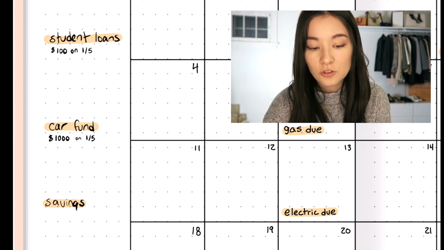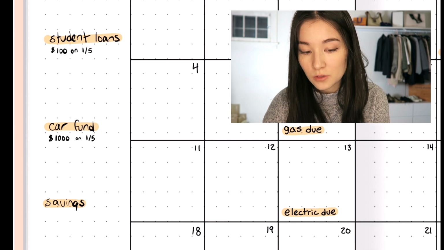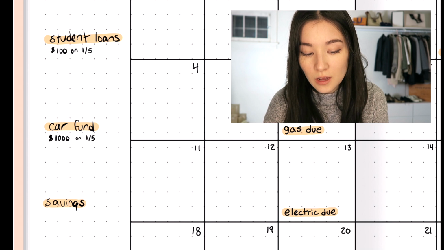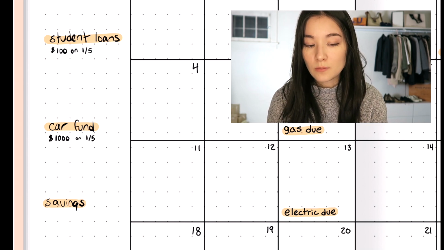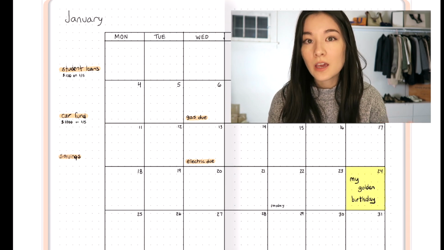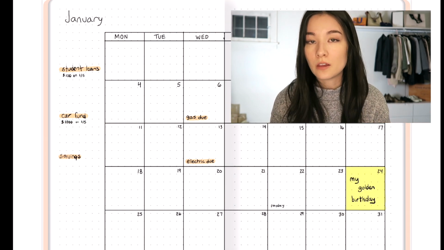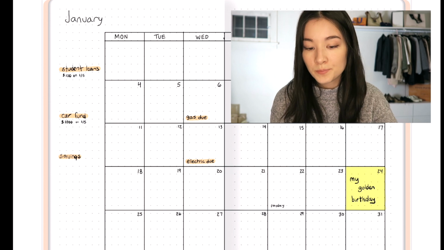So I put $100 today in my student loans, so I just wrote that down here. The car fund, I put $1,000 today, and savings is still nothing. And this just helps me keep track of it even better and see how I've done each month as far as allocating the funds that I have.